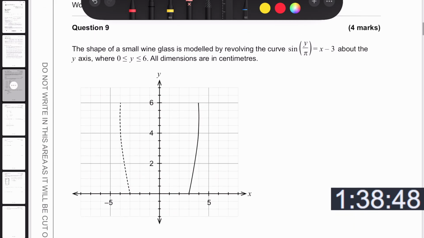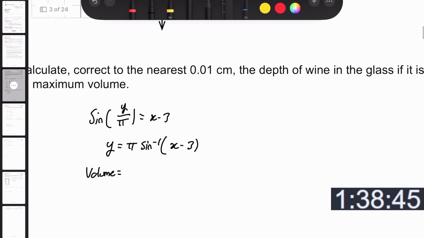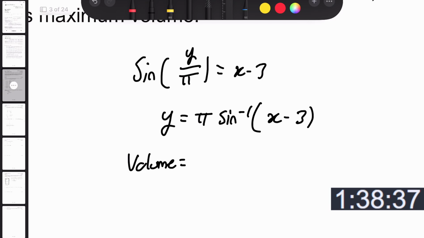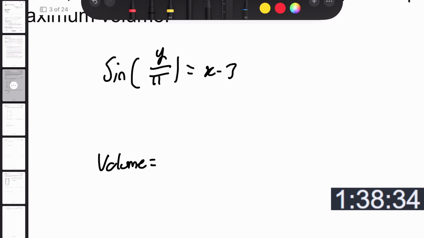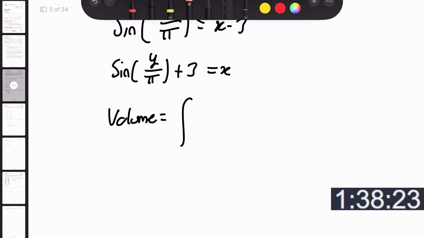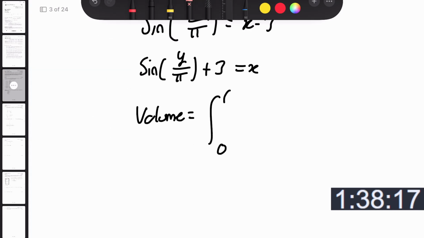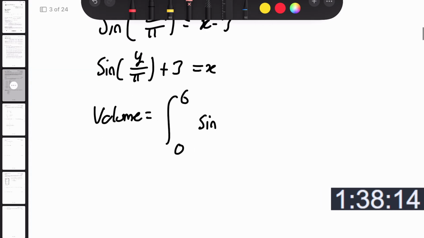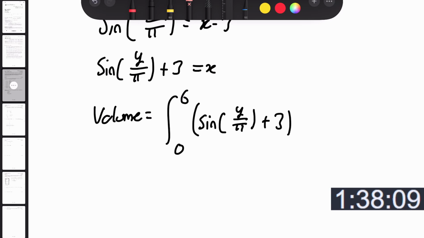Oh wait, no, we're rotating about the y-axis. About the y-axis, I need to be about the y. F of x. Sine of y pi plus 3 for x. So then I'm going from 0 to 6 of sine of y on pi plus 3, squared dy.